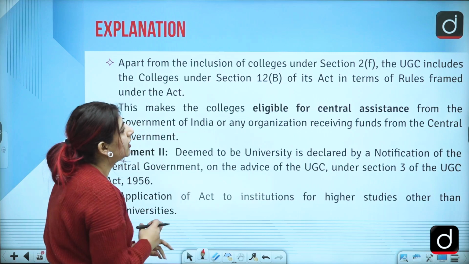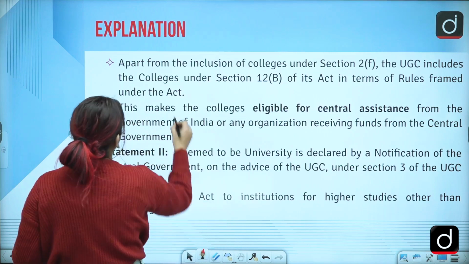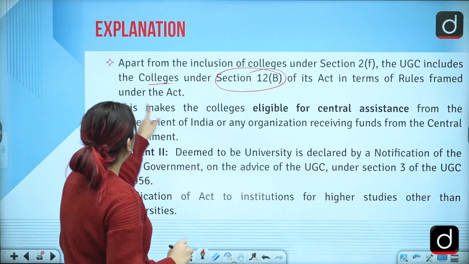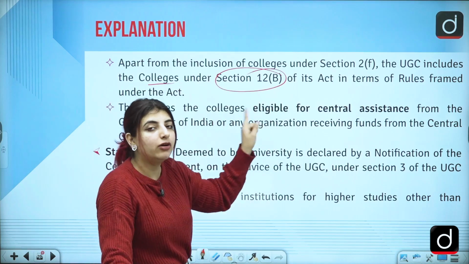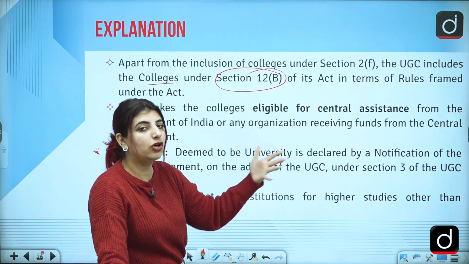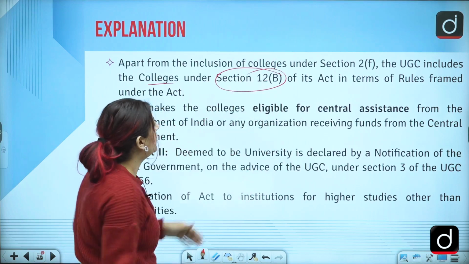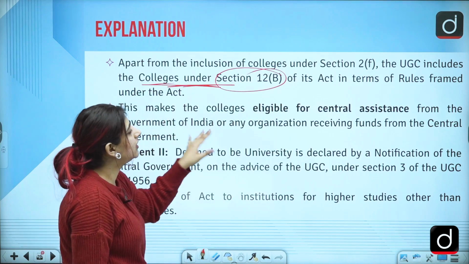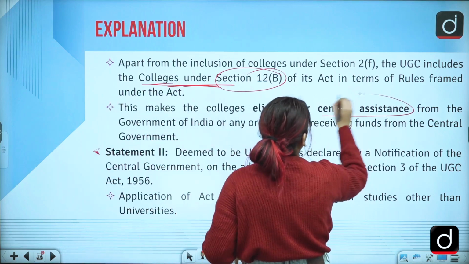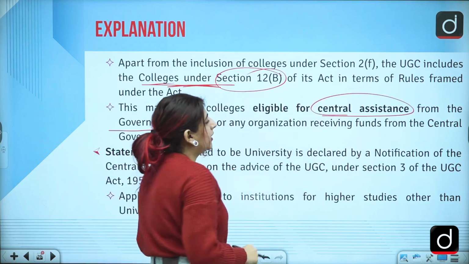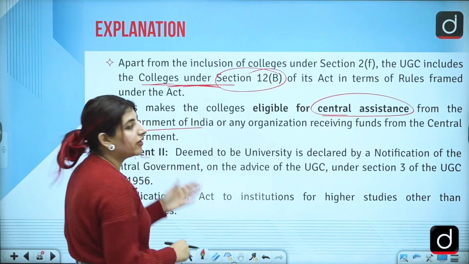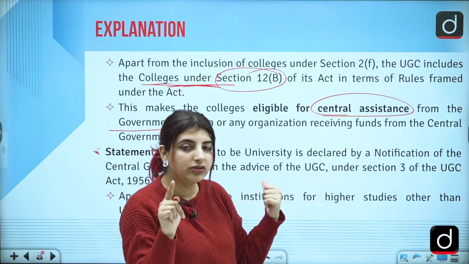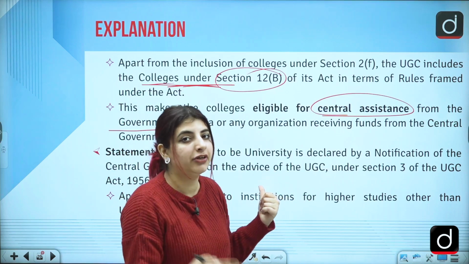Apart from the inclusion of colleges under section 2F, the UGC includes the colleges under section 12B of its act in terms of rules framed under the act. So section 12B also holds an important place. This makes the colleges eligible for central assistance from the government of India or any organization receiving funds from the central government. These things are really important, so you can pause your screen and jot these pointers down.